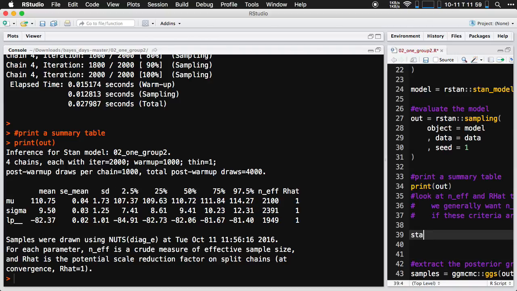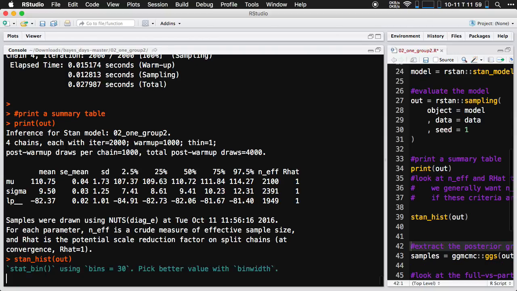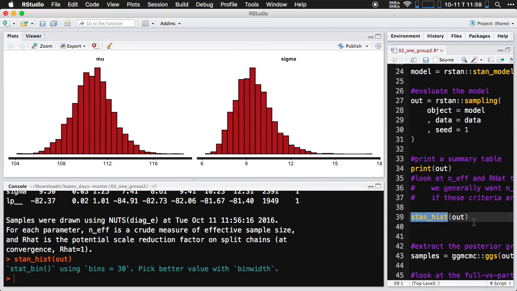So this is a numeric description of those distributions. We can also visualize them. There's a function stan_hist that we saw the other day, and we just give it the object out that we created, with the two parameters. So we get the posterior distribution. This is the shape of what we should believe for the parameter mu, centered around 110. Most of the mass is between like 107 and 115. Ditto a posterior distribution for sigma. It has a peak somewhere around 9 to 10, but most of the mass is between, I don't know, 7 and 13.